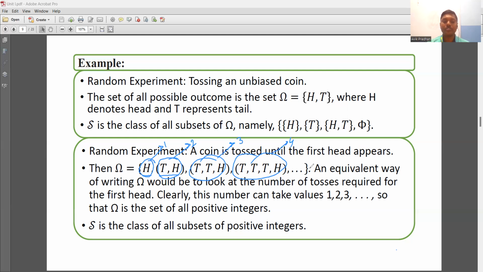Now, if I think about the sigma algebra, it will be the set of all subsets of the positive integers. So it has infinitely many elements, and here also the sample space corresponding to this experiment is discrete, like the first example. In the second example also we have a discrete sample space.